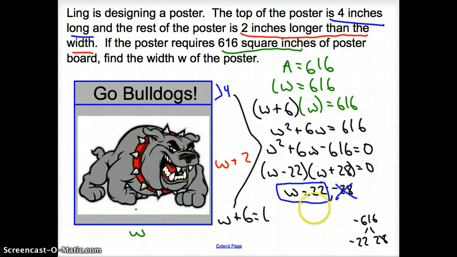So our width has to be 22, and 22 what? Our width is 22 inches. And that does it for section 8.6, Solving Quadratic Equations, Part 2.